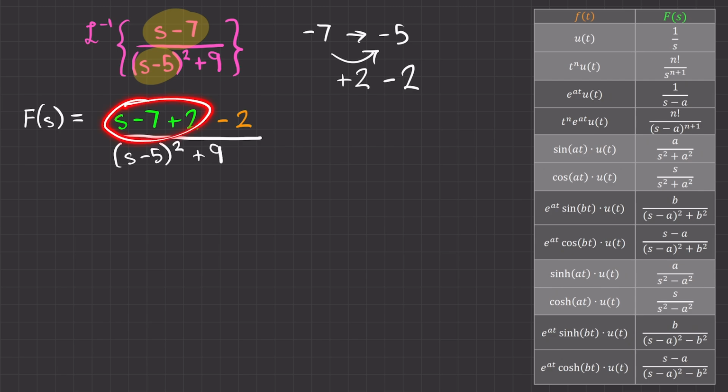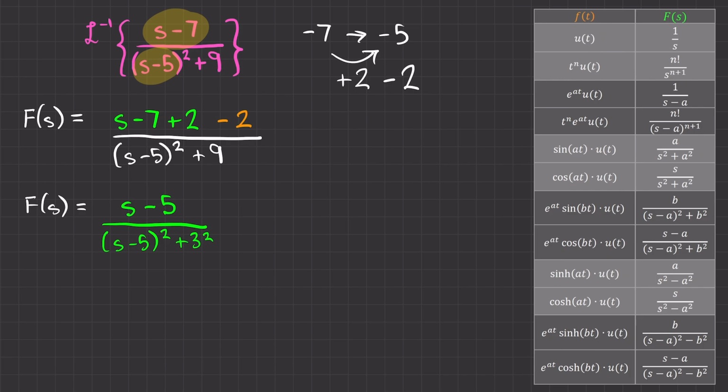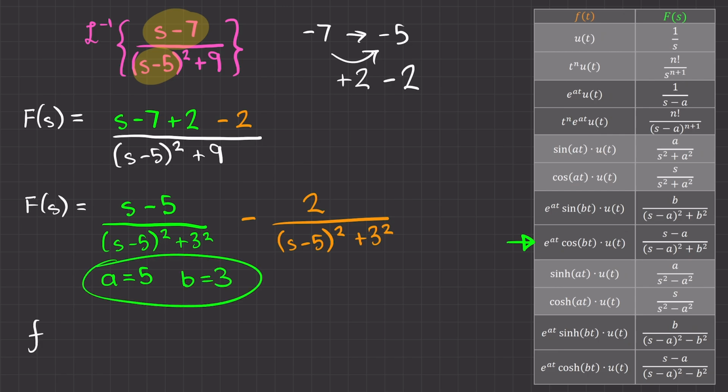We can break this part up from this part because they're in the numerator. Then we have this minus 2. Working with the green part first, we can see that this is the one we'll need to use. We have a equals 5 and b equals 3. This will give us f of t equals e to the at, or e to the 5t, cos of bt, or 3t.